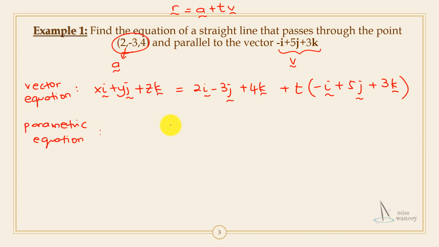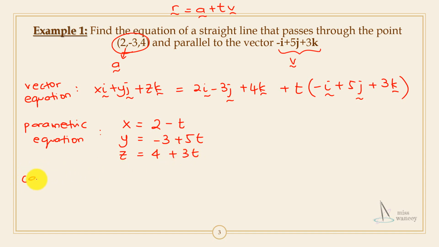So in order to have the parametric equation, we're going to compare the left hand side and right hand side. Let us compare for the i. Over here we have x equal to 2, and then t times negative 1, so this is minus t. Compare for the j, we have y equal to negative 3, and then t times 5, so this is plus 5t. And then z equal to 4 plus 3t. So this is called the parametric equation.